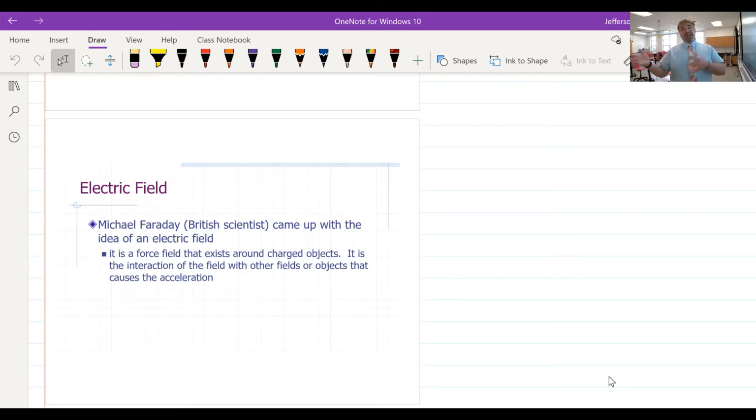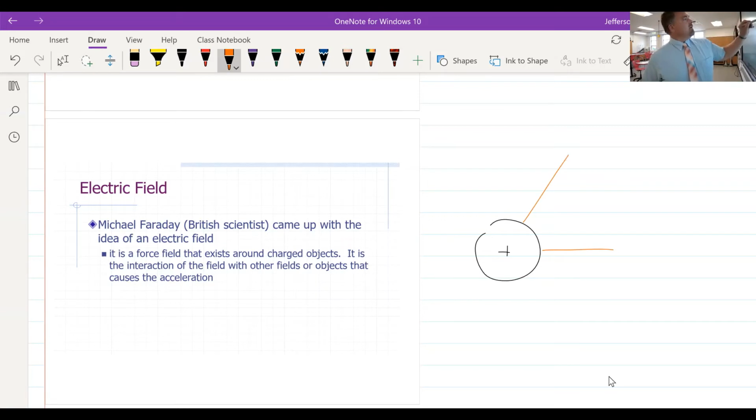You don't have to come into contact with it in order to have that force of attraction or repulsion on those charges. And so Michael Faraday came up with the idea that around electric charges, so if this is your electric charge, there is an electric field that surrounds it, much like the gravitational one. Where this gets tricky, though, is the fact that where gravity is only an attractive force, the electric force can be either attractive or repulsive.